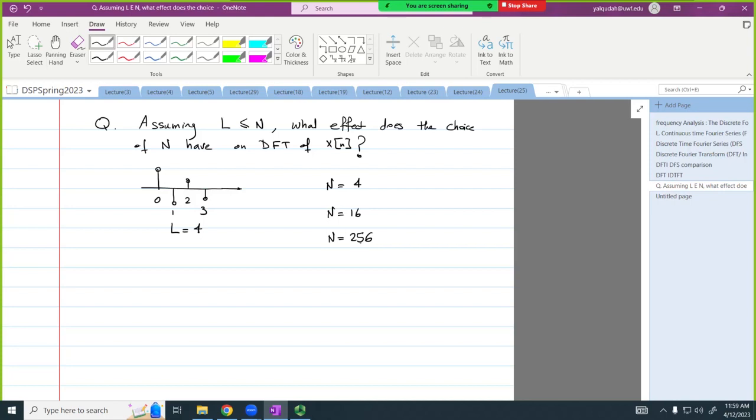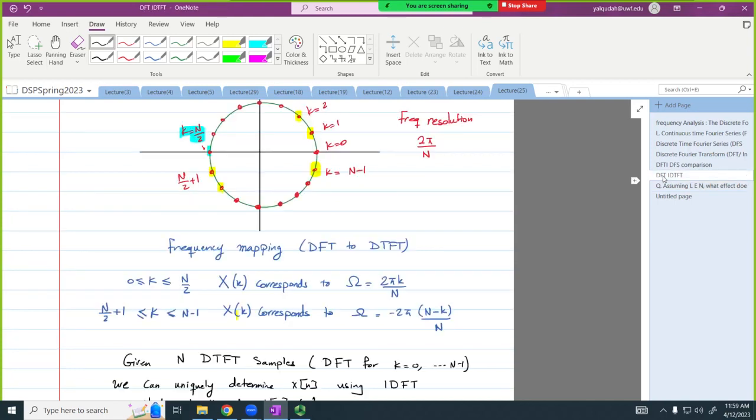The bigger the number, the more crowded it'll get. Excellent. Yes. We can see it from here. The bigger the n that we choose, the more samples we are taking, and therefore the better resolution we have of our discrete Fourier transform. Make sense?